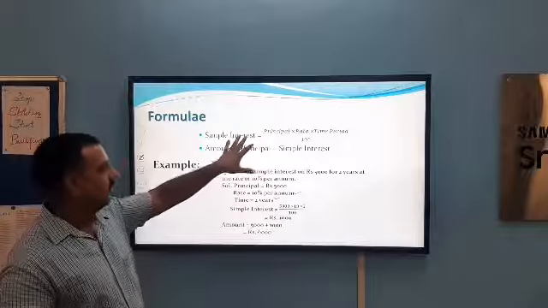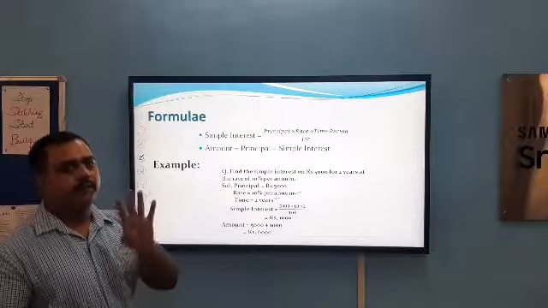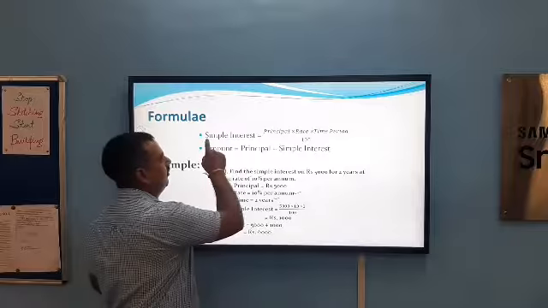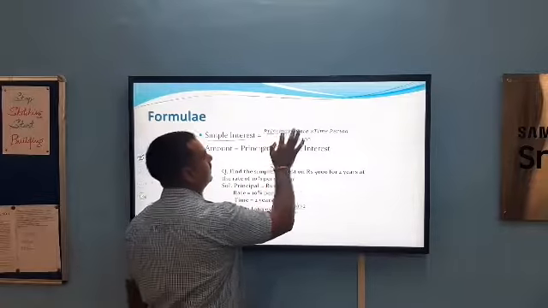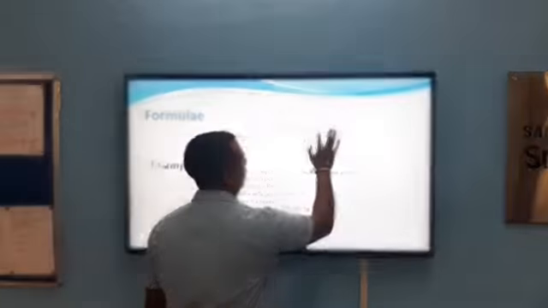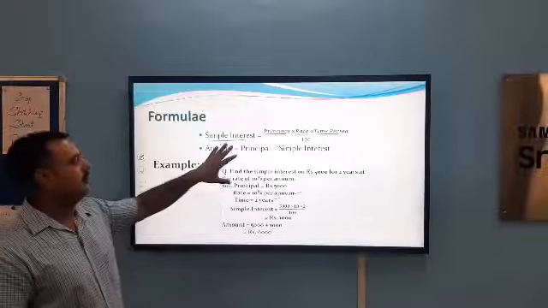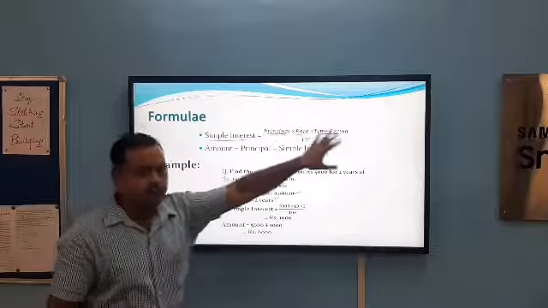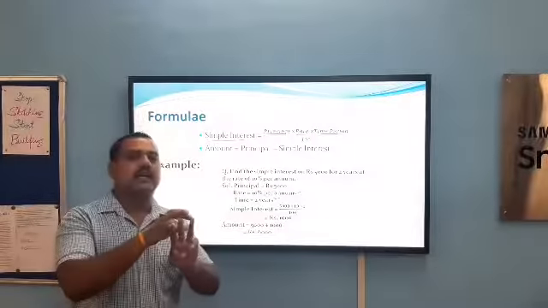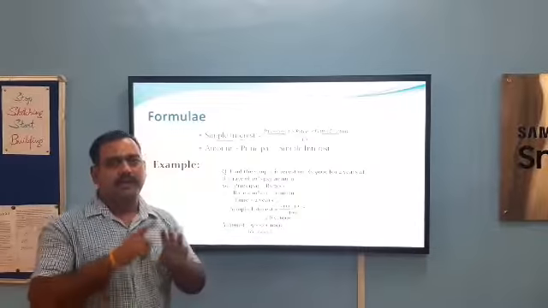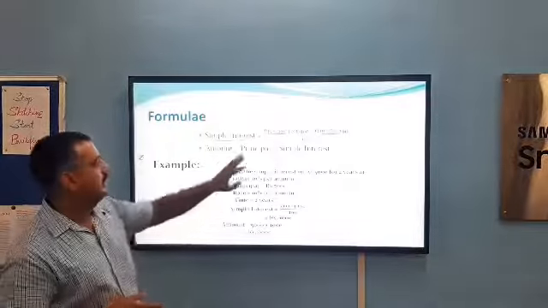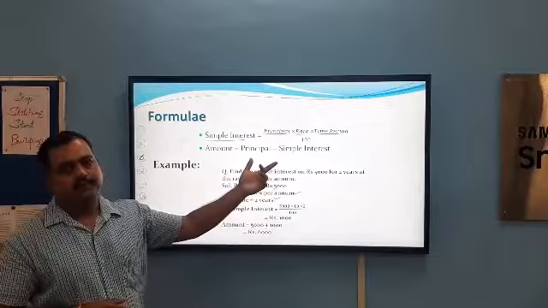In this formula we have 4 things. One is simple interest, second principal, third rate, and fourth is time period. In questions related to simple interest, out of these 4, any 3 things are given in the question. With the help of these 3 things, we have to find the 4th one.